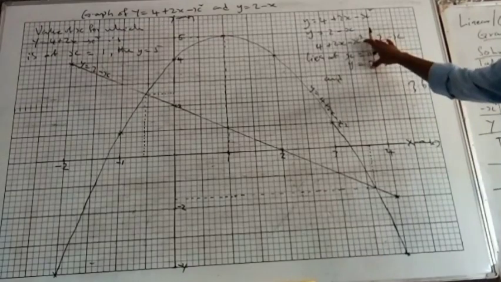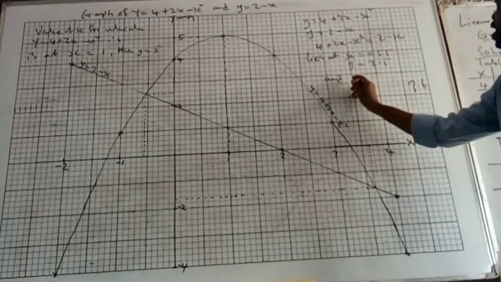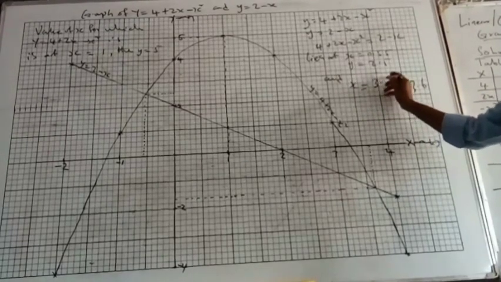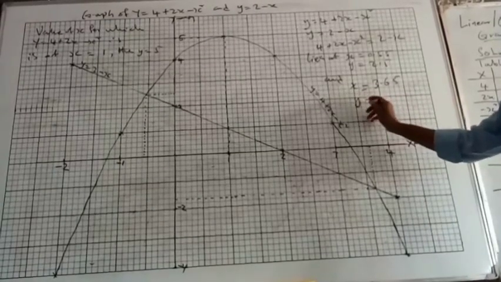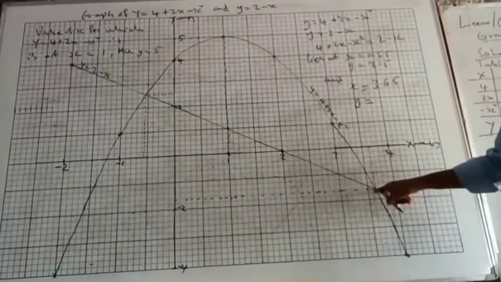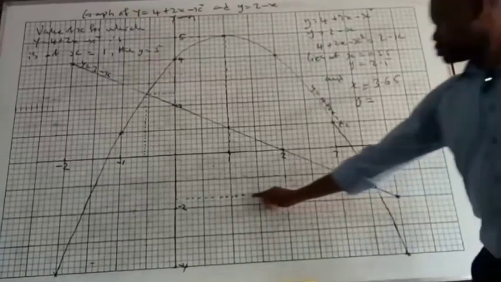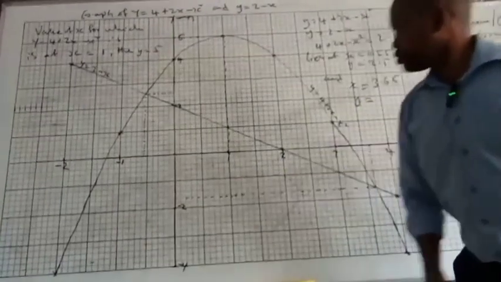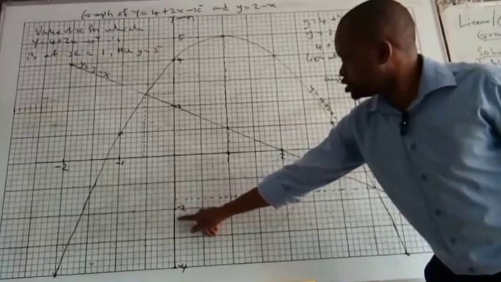So this is the first pair of our solution. The second pair is at x equals 3.65 and y equals what? What is the y value? The corresponding y value there. Look at it. What is this place going to give us?